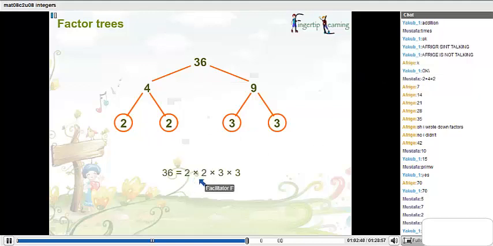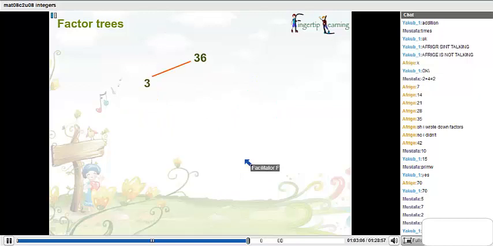Now if you write all these numbers together with the multiplication symbol, this is what we call prime factor decomposition using the factor trees method. So you have two 2's, so I can write it as 2 to the power 2 multiplied by 3 to the power 2. So this is how we work under factor trees. Another method is there. They are telling 36 I can take in another way. How? 3 multiplied by 12. That is also going to be equal to 36.